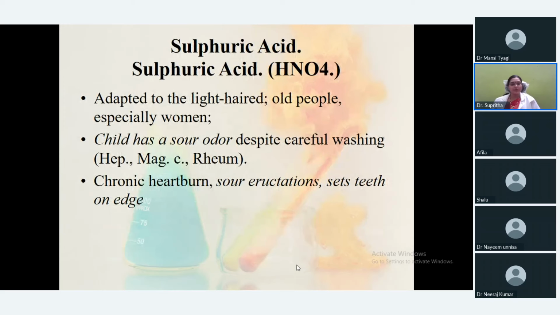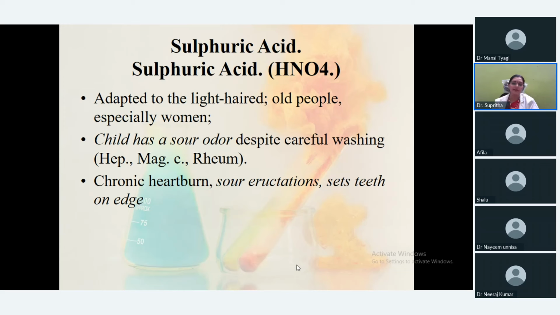Sulfuric acid is adapted to light colored, light haired old people, especially women. The child has a sour odor despite careful washing. For sour odor, other remedies we compare are Hepar sulph, Magnesium carb, Rheum. There is sour irritation that sets the teeth on edge. If you see the tongue, the teeth are imprinted on the edges.